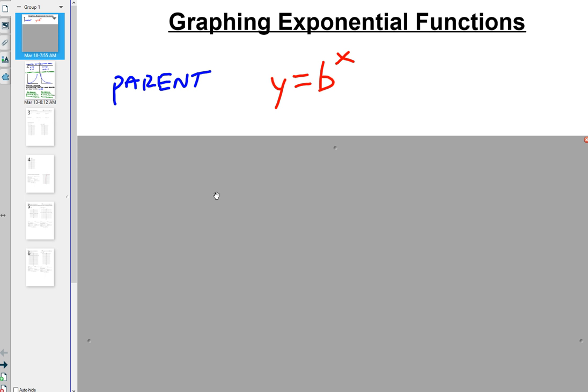A function, we've already dealt with functions here. We've dealt with linear functions, which when you graph a linear function, what does a linear function look like? A line. That's why they call it linear function. That's y equals mx plus b, slope intercept form. But we've also dealt with quadratic functions.